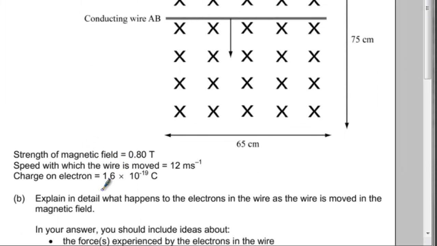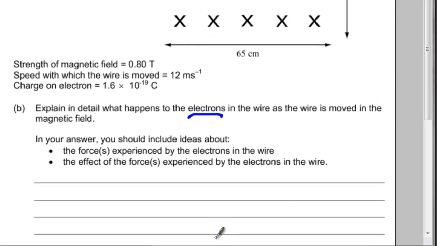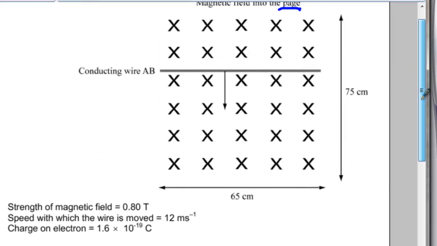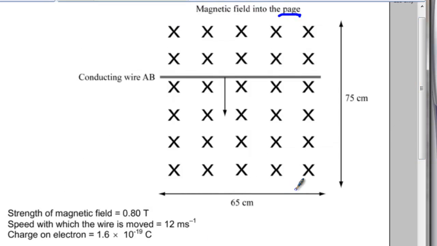Okay, so it gives you a whole bunch of data, and then it says, explain in detail what happens to the electrons in the wire as the wire is moved in the magnetic field. In your answer, you should include ideas about the forces experienced by the electrons in the wire and the effect of the forces experienced by the electrons in the wire. So we're talking a whole bunch about forces on electrons in this magnetic field.